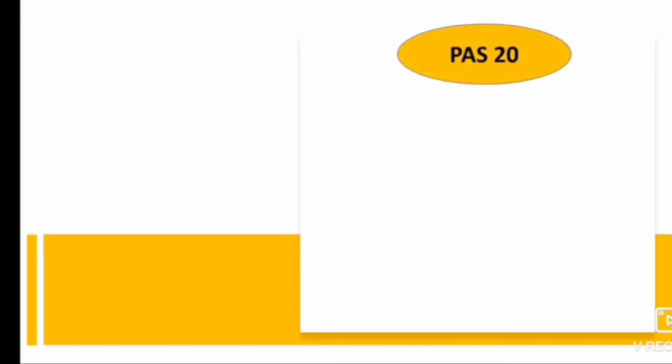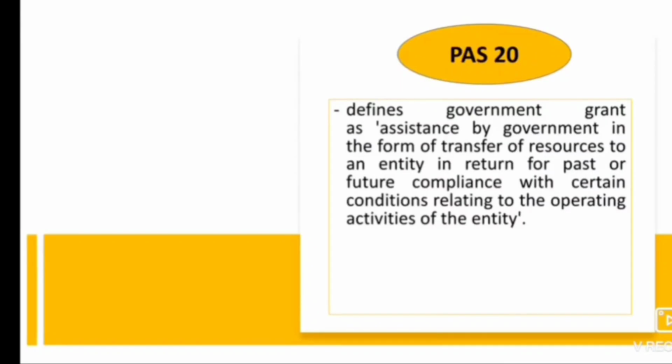So, according to PAS 20 or the Philippine Accounting Standards, yung government grant daw ay isang assistance coming from the government in the form of transfer of resources to an entity in return for past or future compliance with certain conditions relating to the operating activities of the entity.